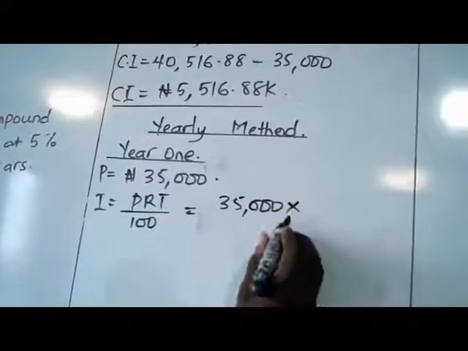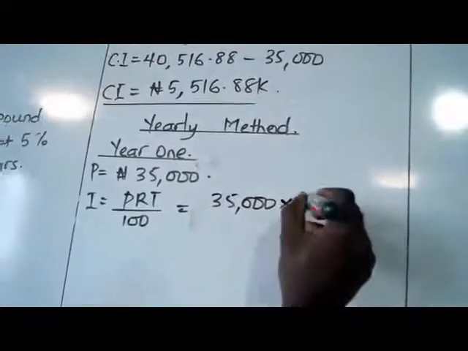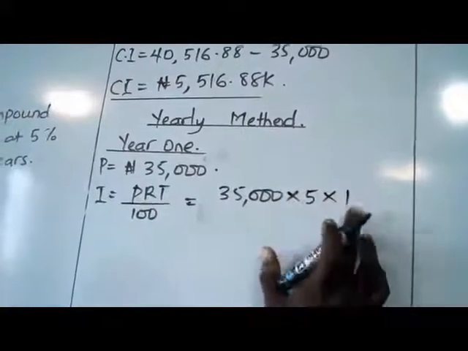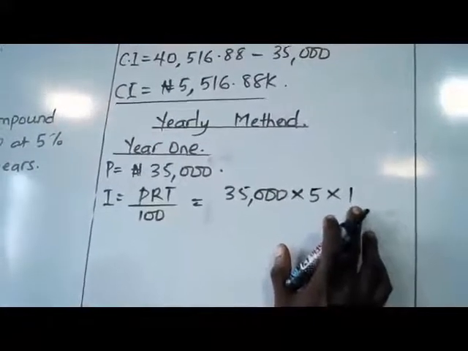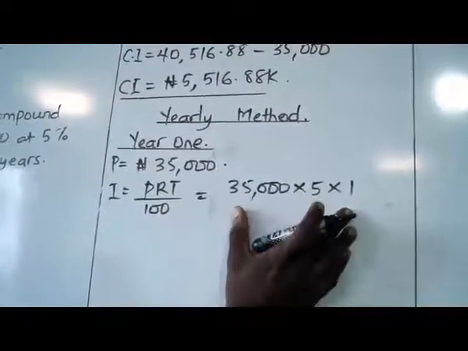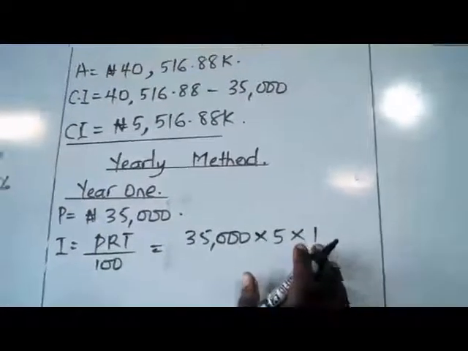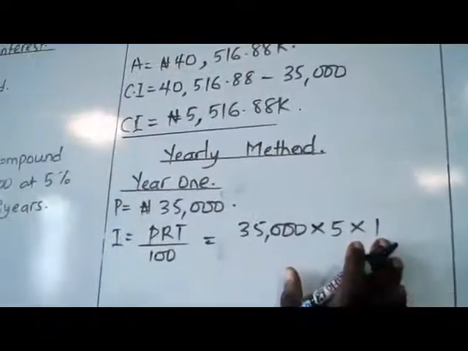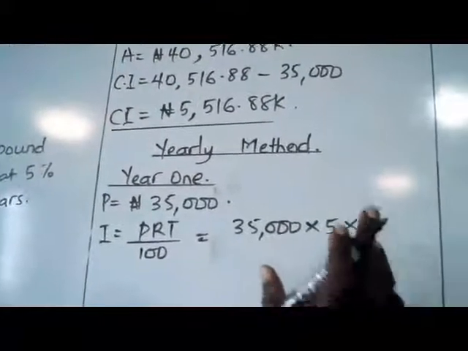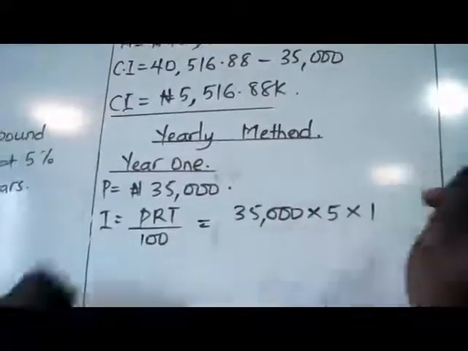Now, if I apply this, my principal is 35,000. My rate from the information given is 5, and then your time will be 1. Please be careful. That's why I said compound interest is calculated on yearly basis on changing principal. So in this case, your time can no longer be 3. It won't be 3. You take it yearly, one after the other. So that will be 1, 1, and so on.